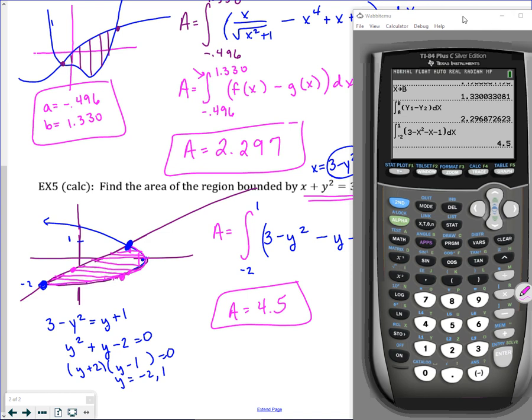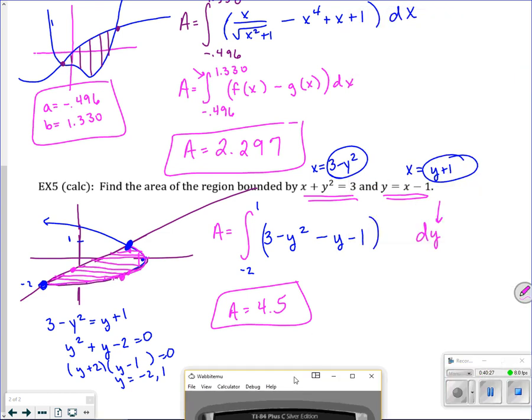So that is how you do area between curves. It's either top minus bottom if they're vertical lines and you're doing dx, or right minus left if you're doing dy's.